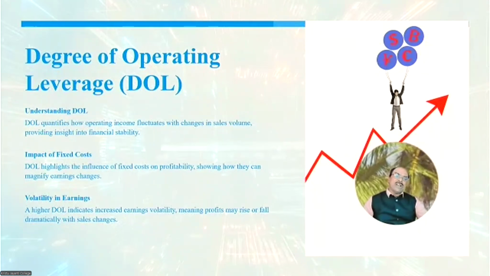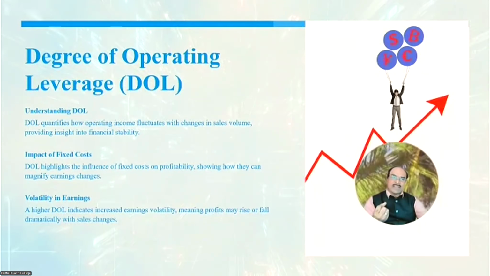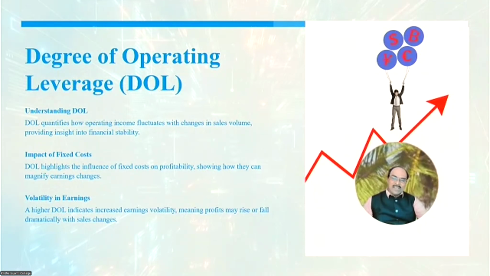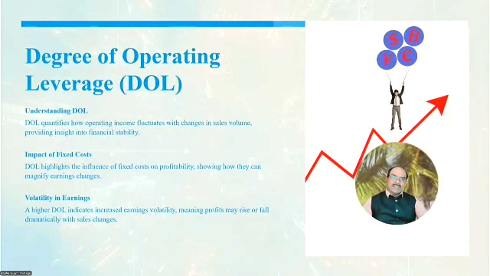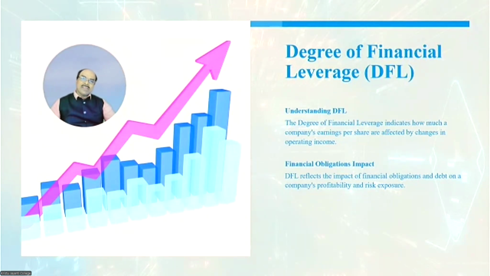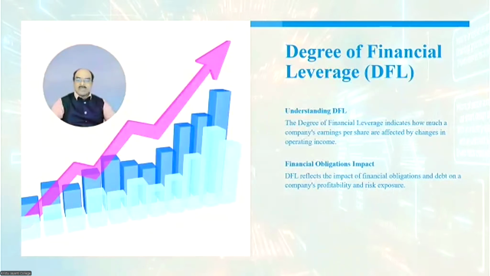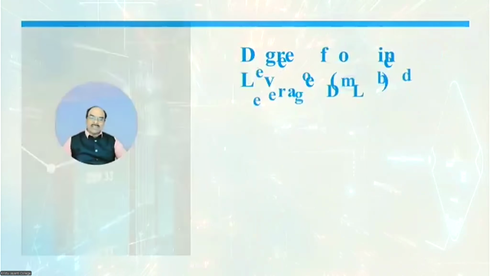Usually the degree of operating leverage we calculate to know the impact factor of the fixed cost, how efficiently we can use the fixed cost. That is the purpose of the degree of operating leverage. In case of degree of financial leverage, it will reflect the financial obligation, especially how effectively we are using the debt component. That will be reflected in the degree of financial leverage.